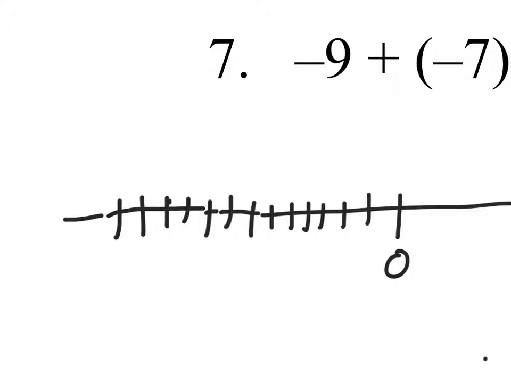Okay, so 16 would be your answer. 16. Yep, because you add -9 plus -7, and then you want to go to the left, so it'd be -16. All right.